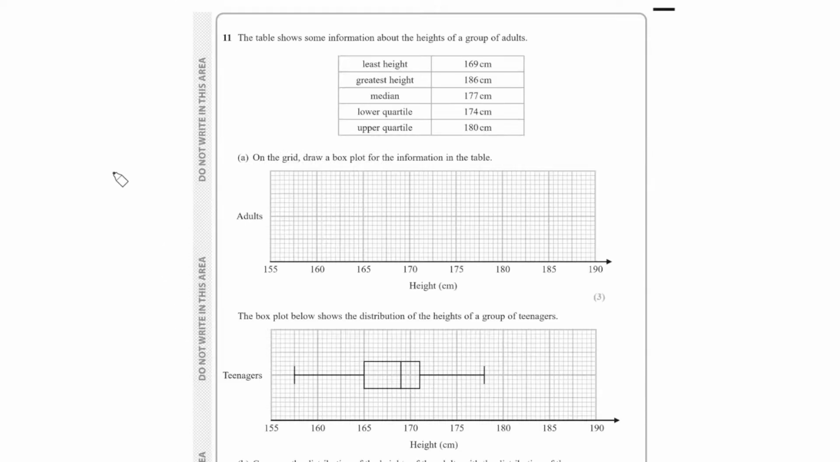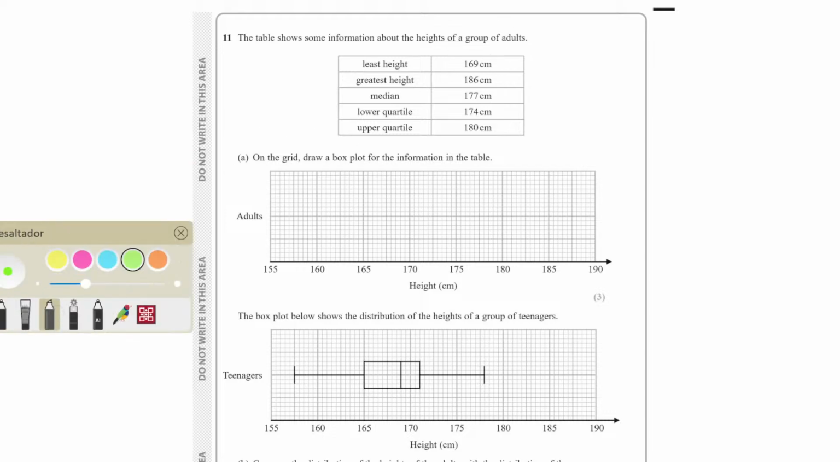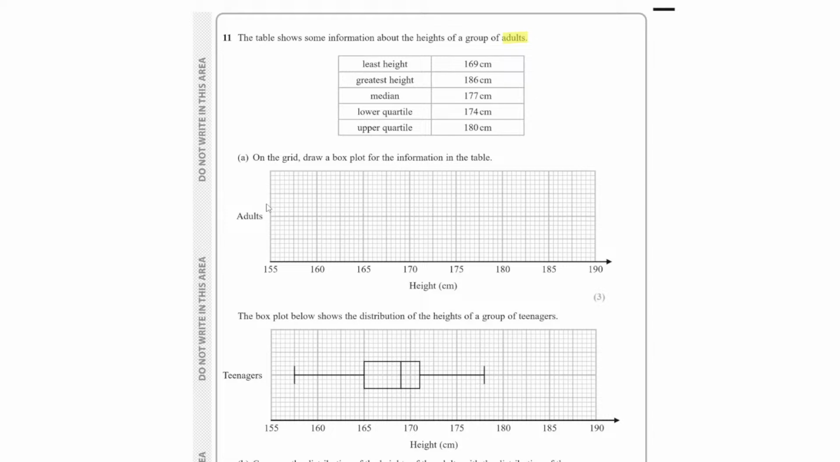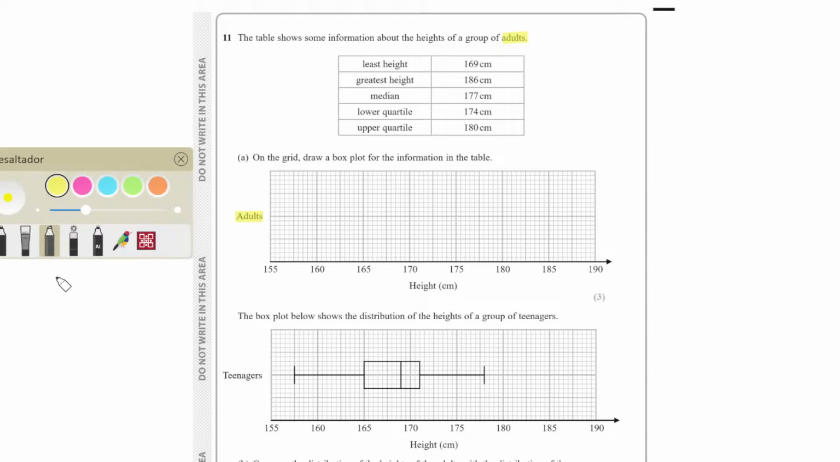Okay, question 11. We now have box plots. So the table shows some information about the heights of a group of adults. I highlight that. You see adults. On the grid, draw a box plot for the information in the table. So this one is for adults. So this is really easy actually.